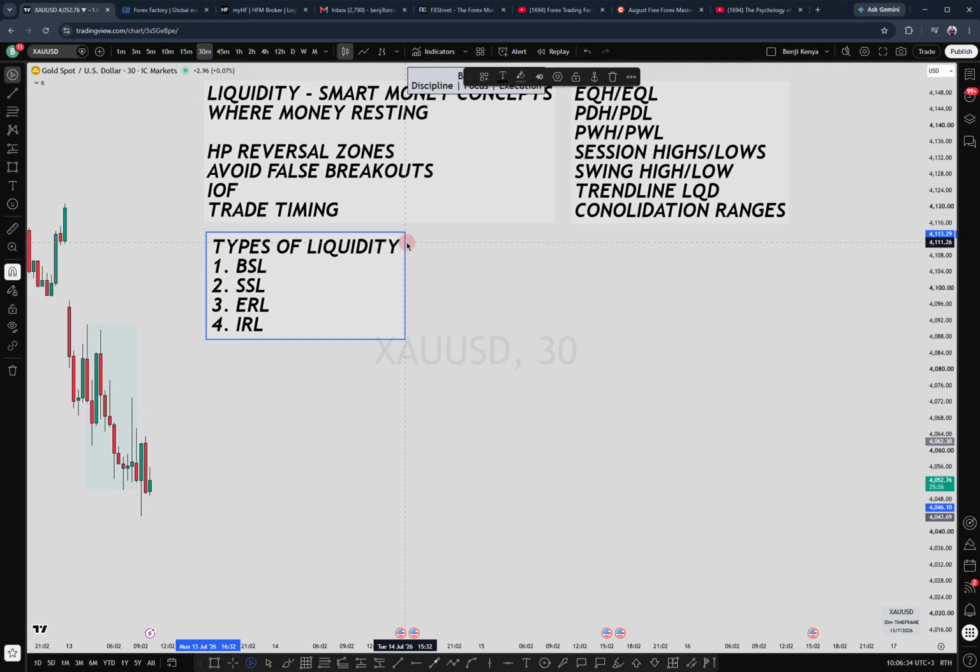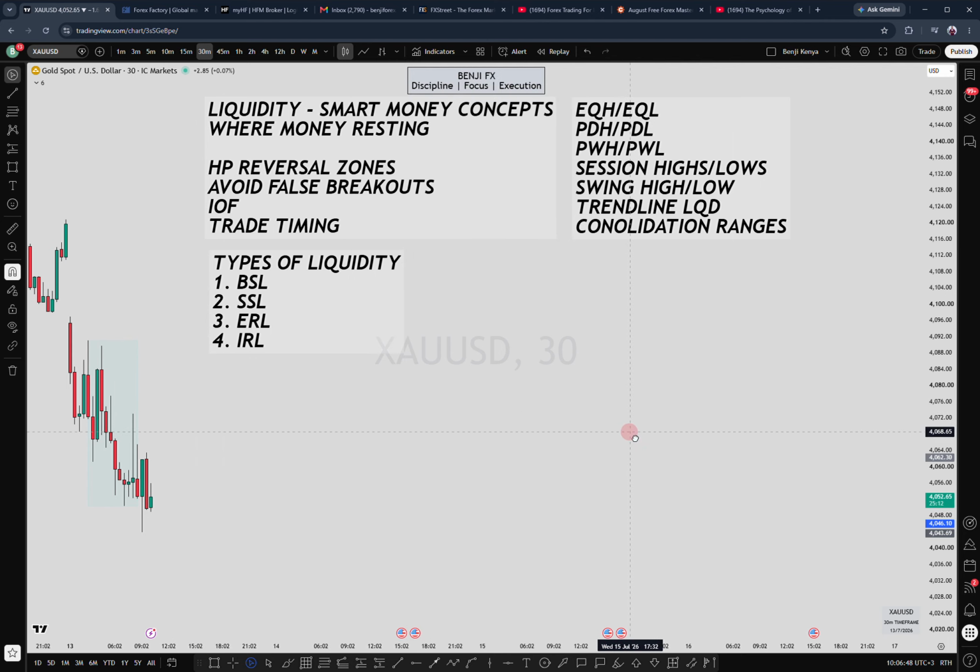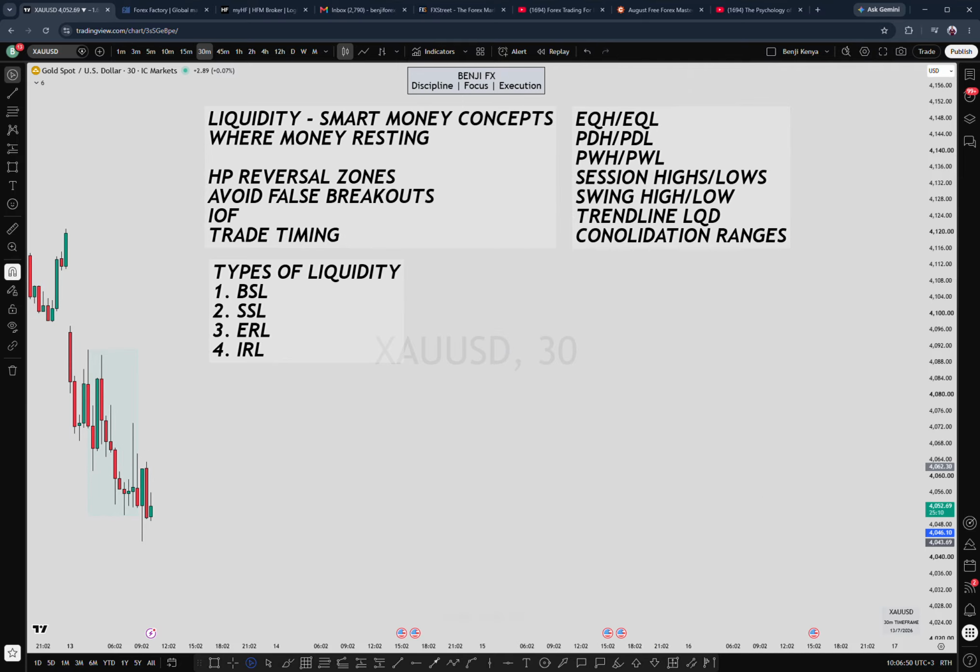Then from there, we're going to talk about liquidity grab, breakout, and also liquidity sweep, and the differences between those two, because I usually find that these are the things people don't understand the most. So let's talk about types of liquidity. We're going to start with the first one, which is buy side liquidity. So what is buy side liquidity?